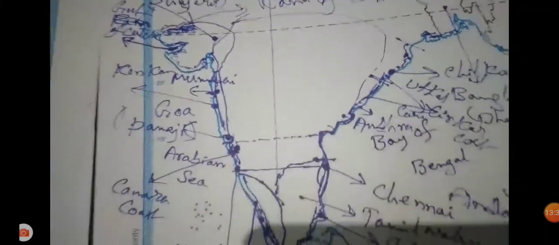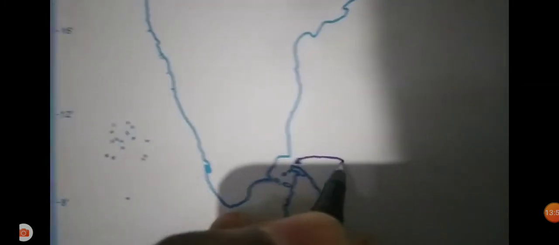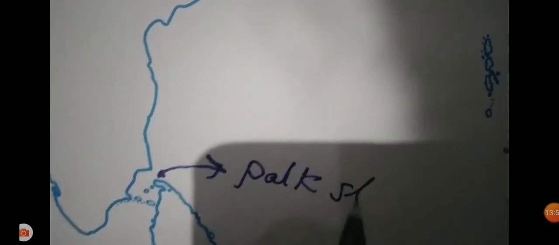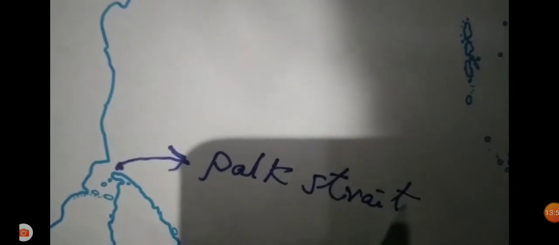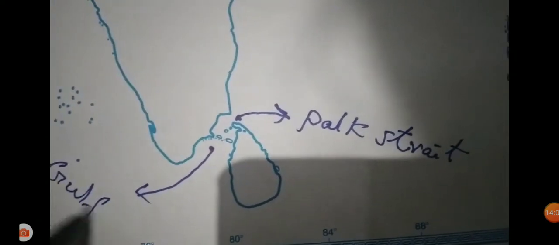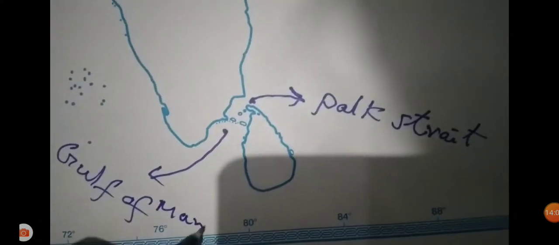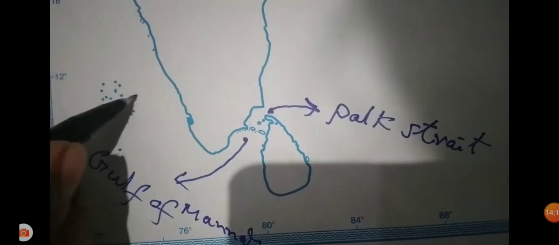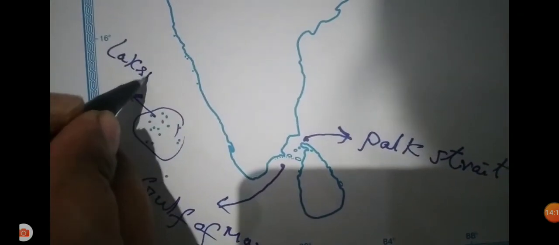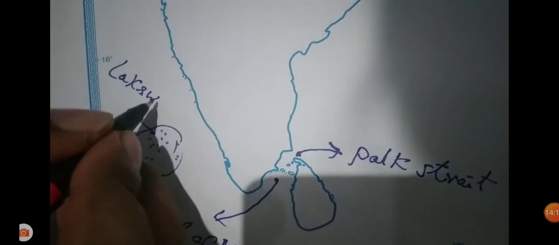Later we will go to another map to identify more points. This one is the Palk Strait. This one is the Gulf of Mannar. These are all islands, the Lakshadweep.